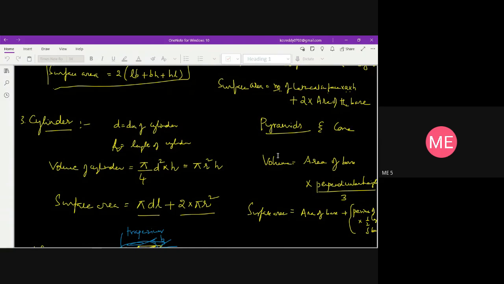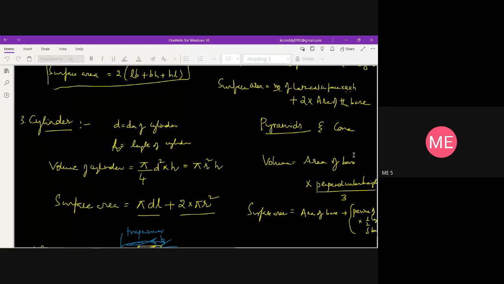And the surface area of the cylinder, we can take as pi d into L plus 2 into pi r square. The bottom and top together give pi r square plus pi r square, and the lateral surface is going to be pi d into L. So the total surface area is equal to pi d into L plus 2 into pi r square.